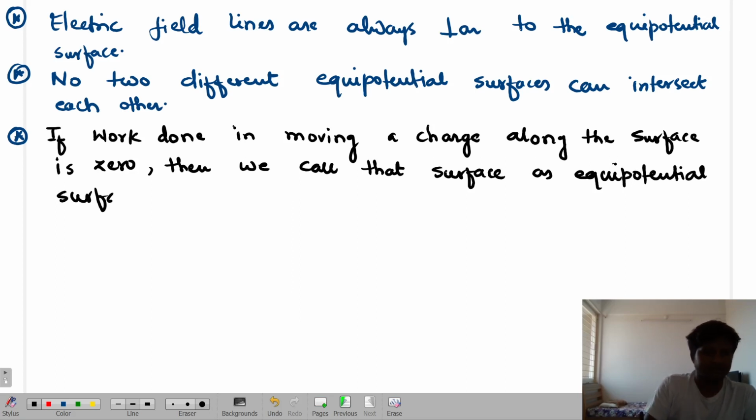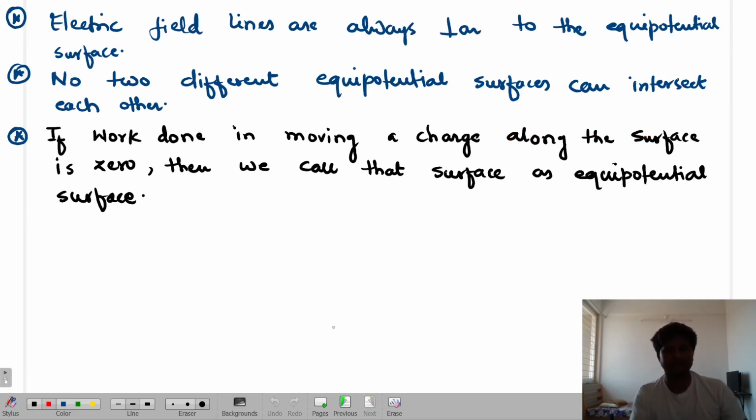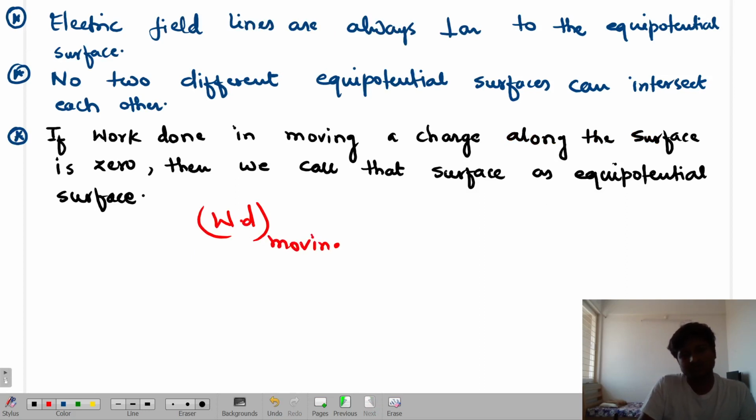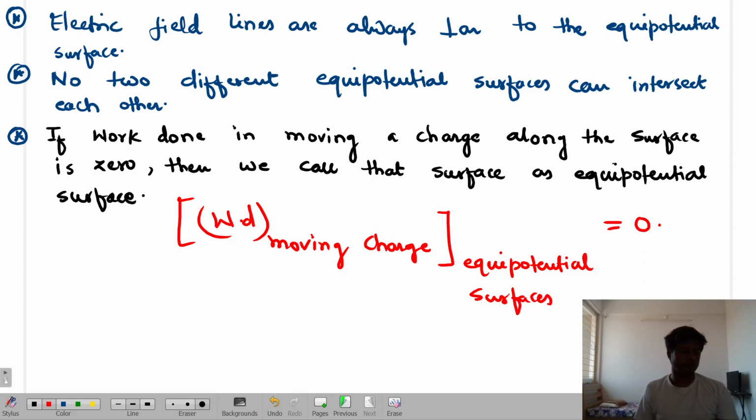You got the idea? Look over there, the electric field is in the perpendicular direction of such surfaces. So if I move a charge from this point to this point, what will be happening? There is no force acting on it. So no work will be done, isn't it? So work done on any moving charge on equipotential surfaces is always zero. Are you able to get me or not? Is that clear?